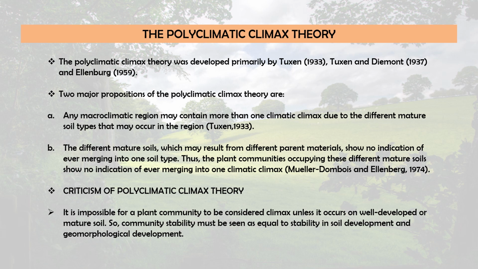there is actually more than one climatic climax in a microclimatic region, and this is due to different types of soils present in that area, and these soils are the result of parent materials which don't show any similarities. So, as there are no similarities in the soil types, there will be differences in plant communities also. So, that is said in this theory.